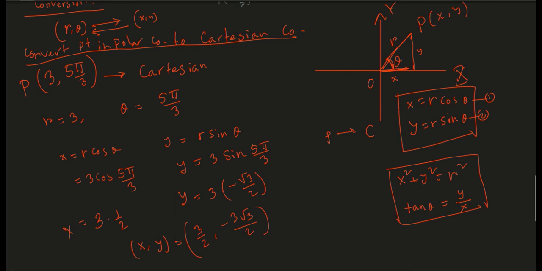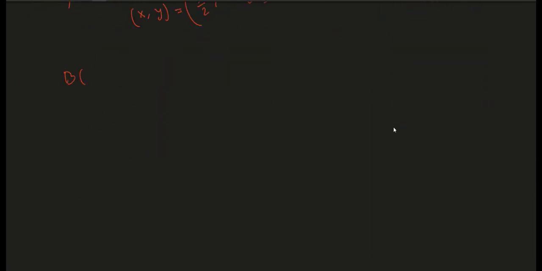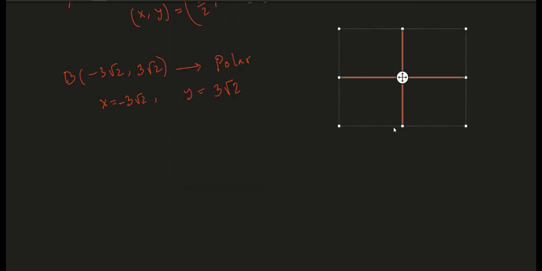Now let's do the opposite. Let's say we have a point B, negative 3 root 2 comma positive 3 root 2, and we want to convert it to polar coordinates. We're given x equals negative 3 root 2 and y equals positive 3 root 2. If I draw the Cartesian coordinate system, I can see my x value is negative and y value is positive, so the point should be approximately somewhere here. So this is point B, (negative 3 root 2, positive 3 root 2).